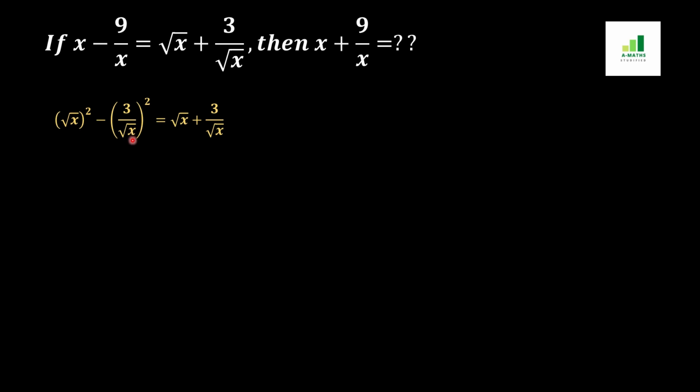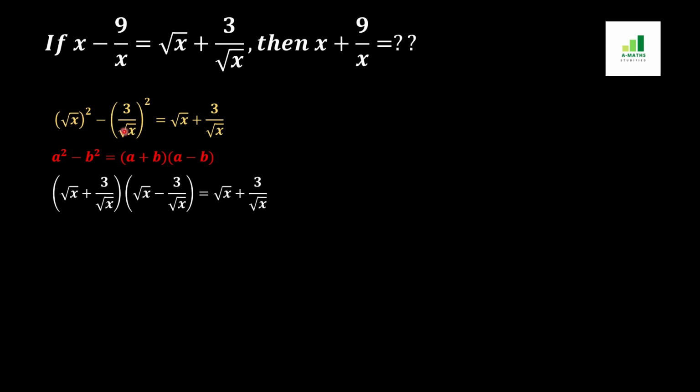we can see that this condition is clearly the same as the a square minus b square formula, which is equal to a plus b into a minus b. If under root x is a and 3 over under root x is b, I can expand this formula as under root x plus 3 over under root x into under root x minus 3 over under root x, and under root x plus 3 over under root x is the same as before. Now this under root x plus 3 over under root x cancels out on both sides, and we will get under root x minus 3 over under root x equal to 1.